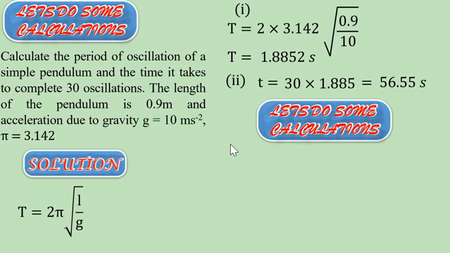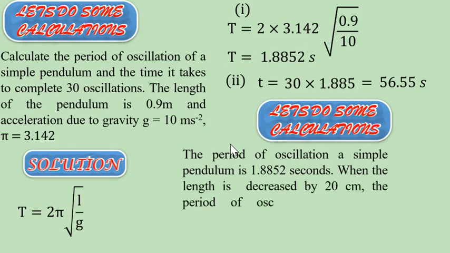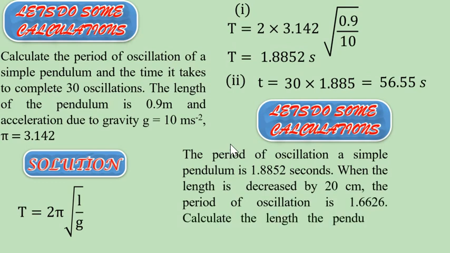So now, having solved this, we take the next and the last example for this presentation. The period of oscillation of a simple pendulum is 1.8852 seconds. When the length is decreased by 20 centimeters, remember the original length is not given. When this length is decreased by 20 centimeters, that's what we usually do in the experiment. After taking the first period, you will change the length.